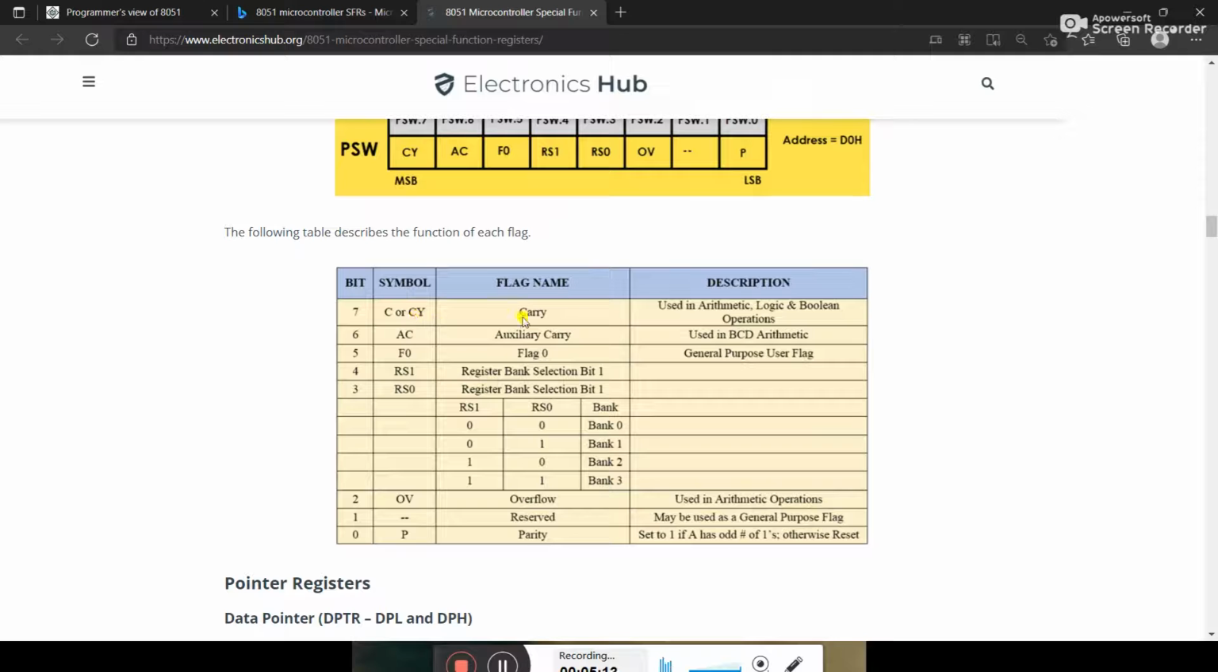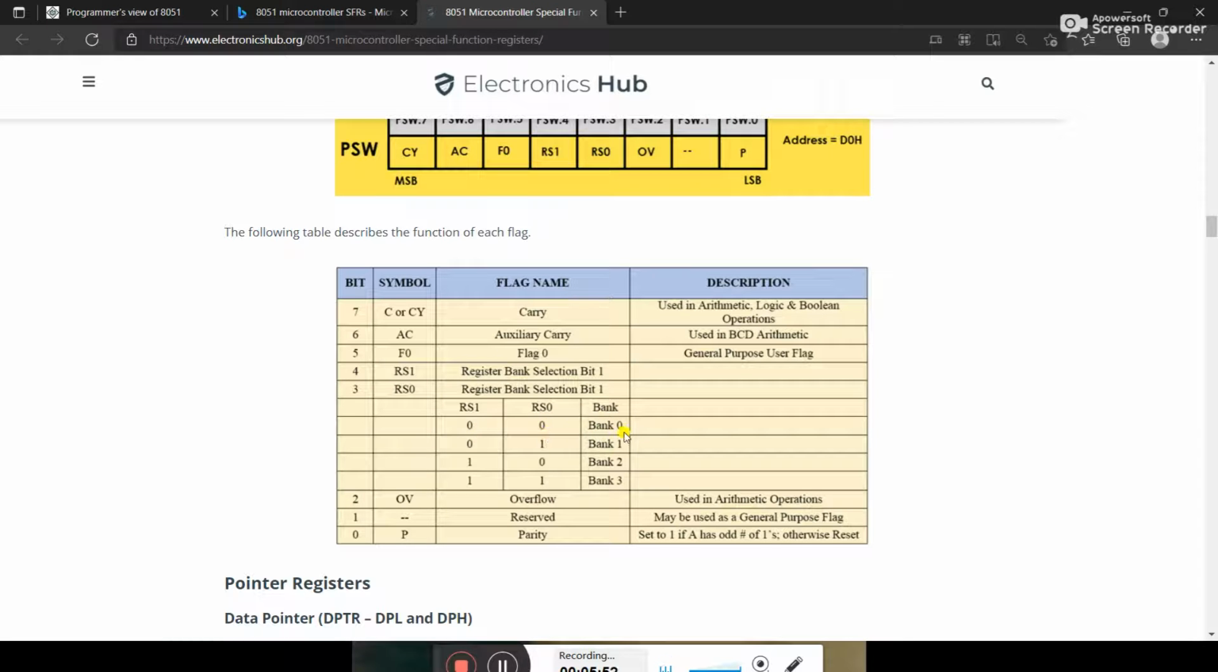So C is the carry, and carry is used whenever there is a carry on the 8th bit of any operation. AC is the auxiliary carry used in BCD arithmetic, and when there is a carry from the 4th bit to the 5th bit, then the auxiliary carry is used. Flag 0 is the general purpose user flag. RS1 and RS0, I have already discussed these two bits, as PS3 and PS4. RS1 and RS0 are used for the bank selection purpose.